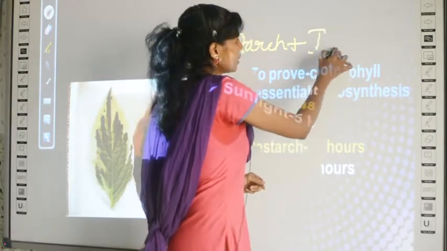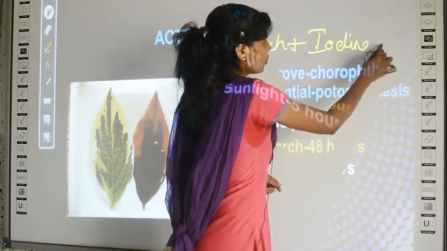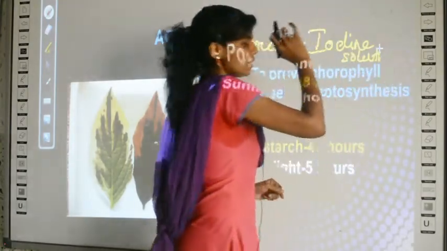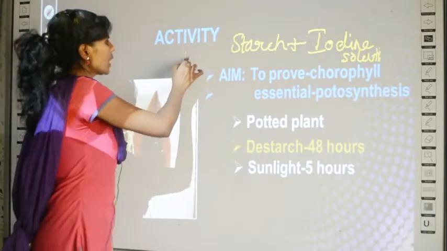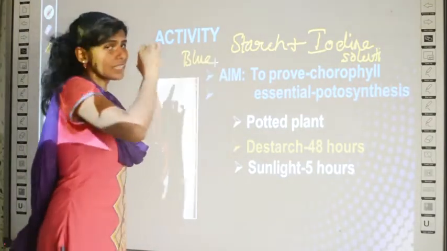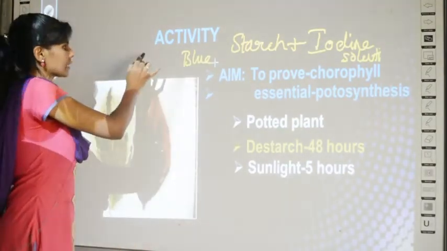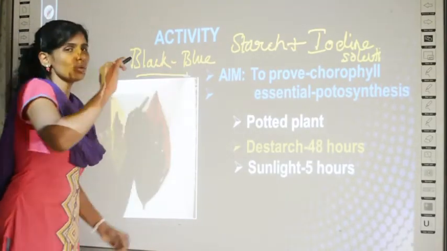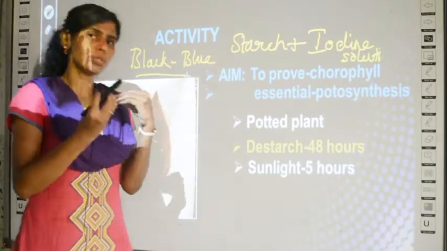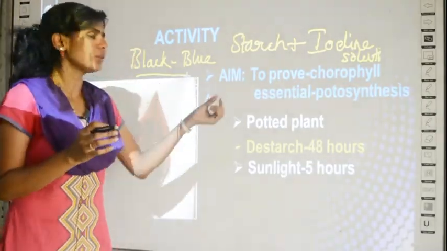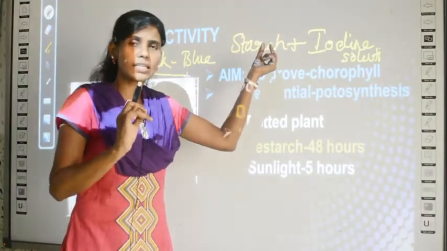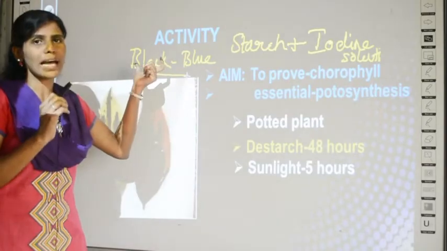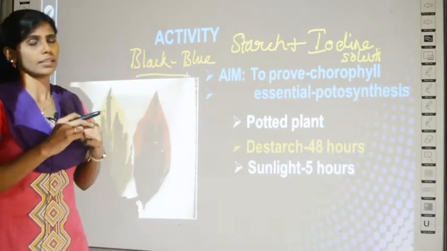Starch plus iodine solution. This solution is usually brown in color. So starch and iodine solution will give a dark blue color. Dark blue is actually called blue black, blackish blue. The blue is so dark that it appears almost like black. So what did I tell you? Whenever there is starch plus iodine solution, you will get this blackish blue or blue black color.